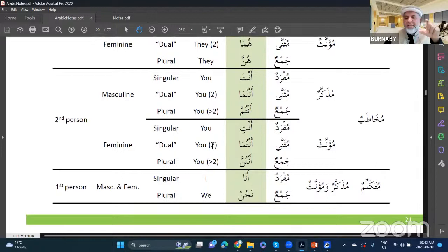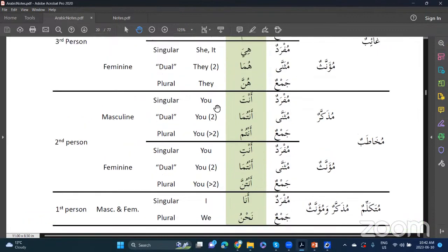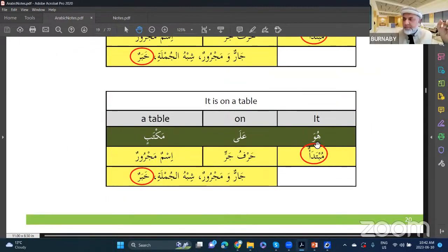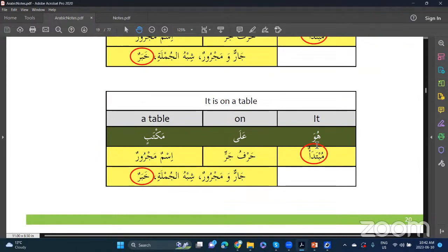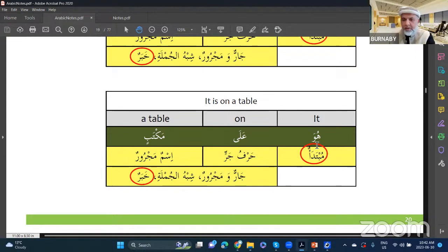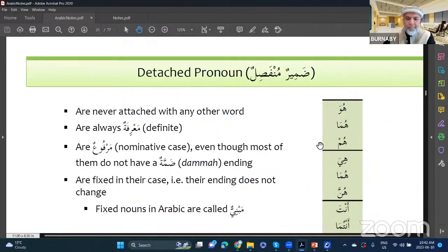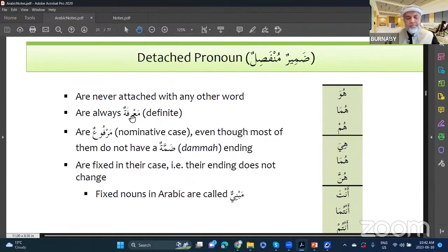So you can see these are detached. They do not connect with anything. They come by themselves. So over here, in the previous sentence, is the huwa attached to anything? No. So that is why this is a detached pronoun. And it is a good candidate for our mubtada because it's proper. Let's take a look at another one. They are never attached with any other word.